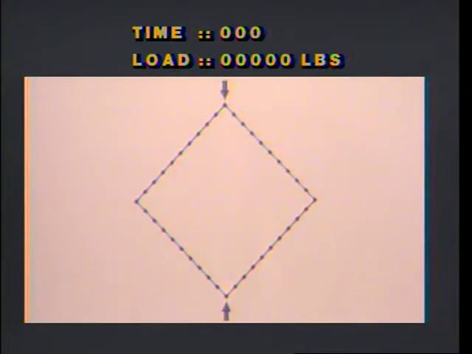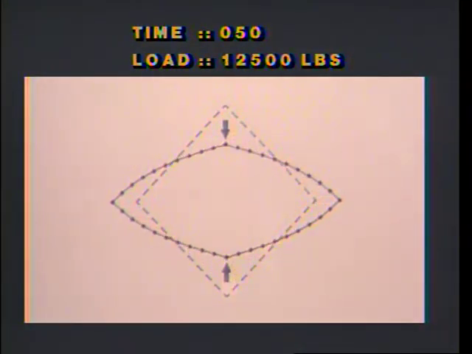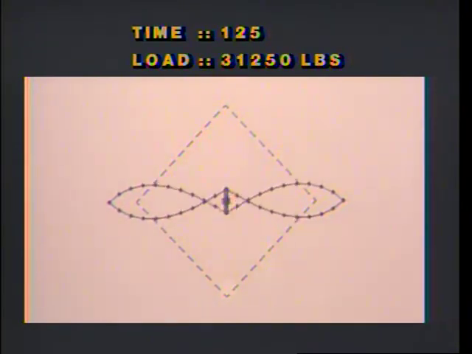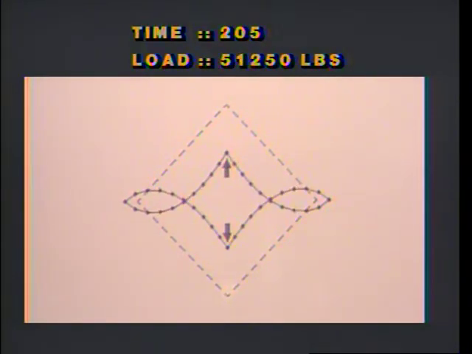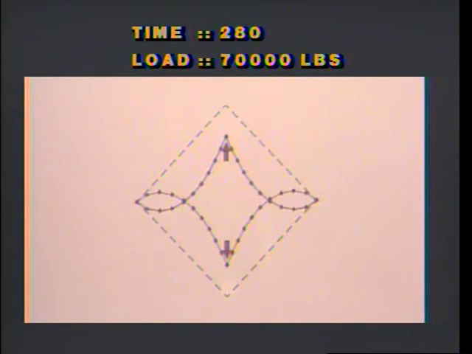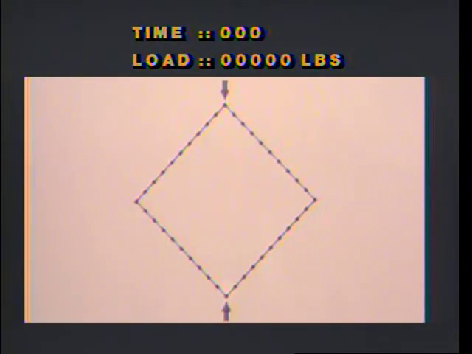Here we see the frame as discretized by the isobeam elements. The two thick arrows show the load application. Here you see how the frame goes through the large deformations. Let's now look at the animation again with a somewhat longer time scale.